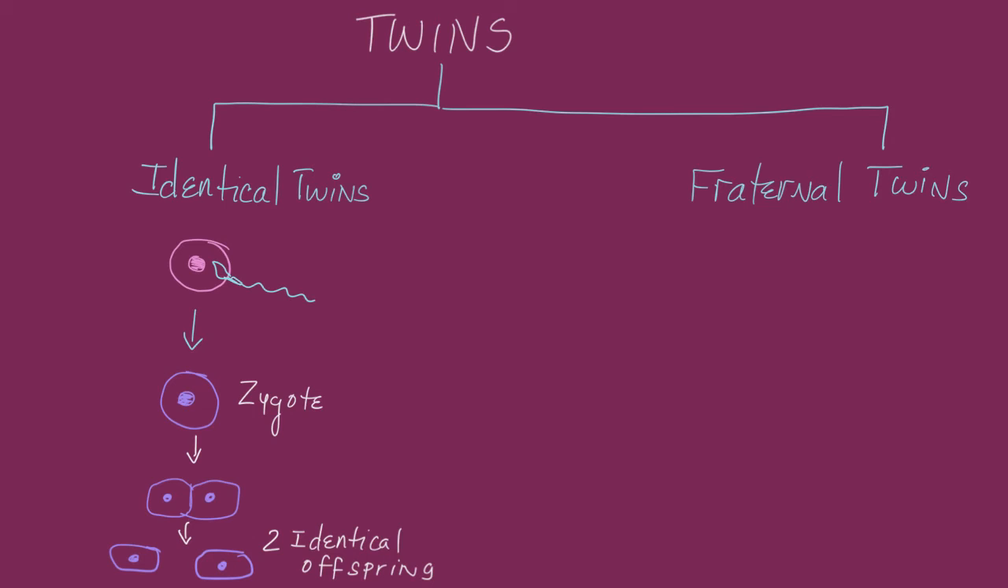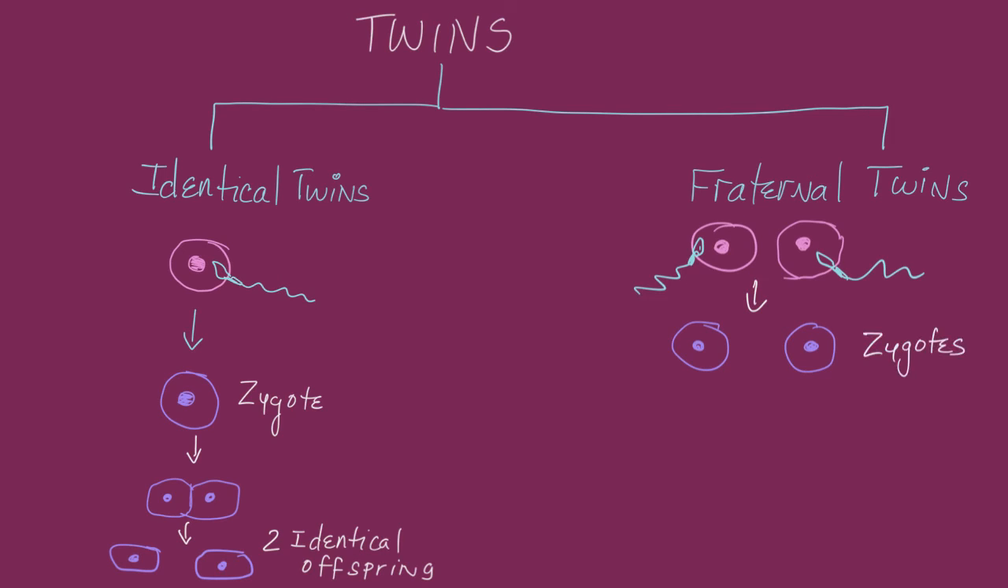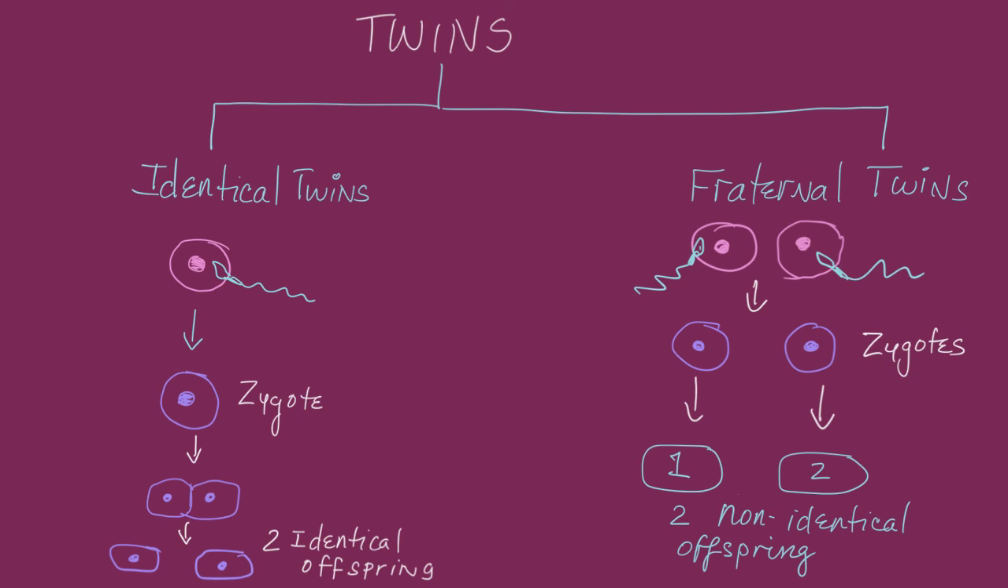With the fraternal twins, we start with two eggs. The woman produces two eggs during ovulation, and therefore two different sperm fertilize these two eggs, and we get two zygotes. And these zygotes are quite different from each other, like two different siblings, and we end up with two non-identical offspring.